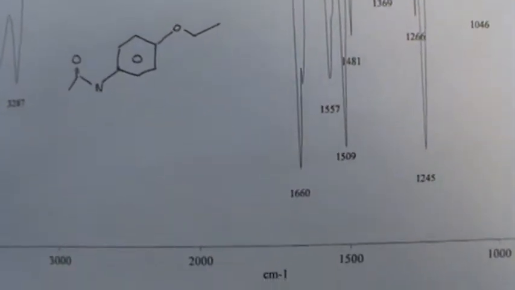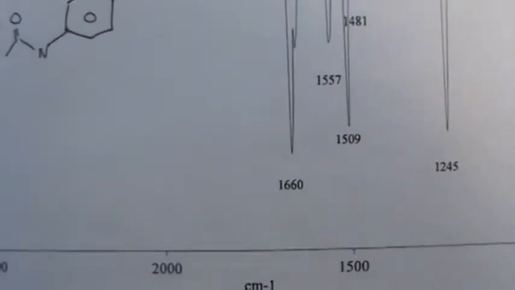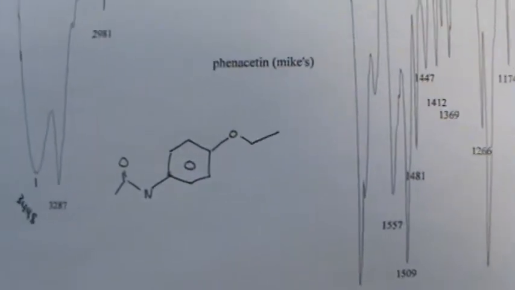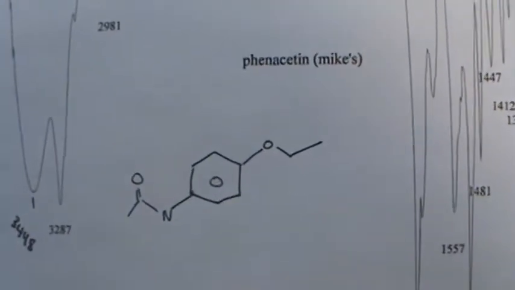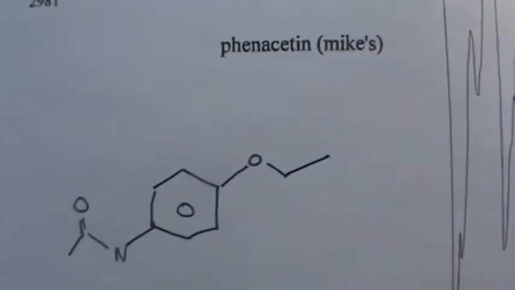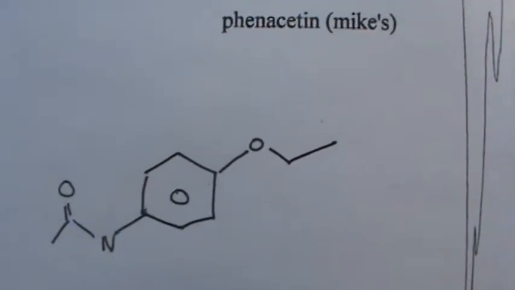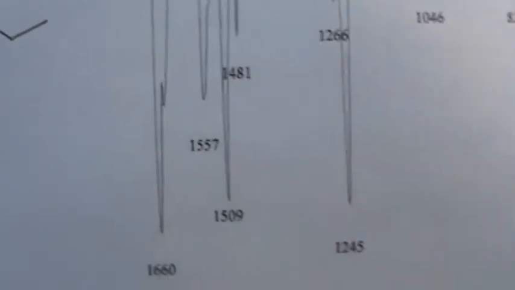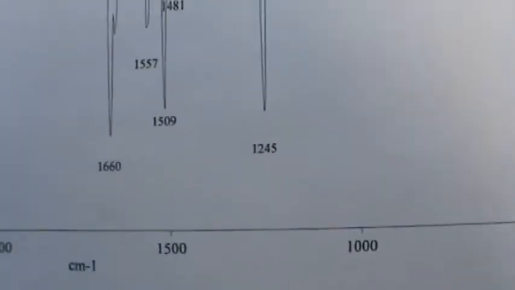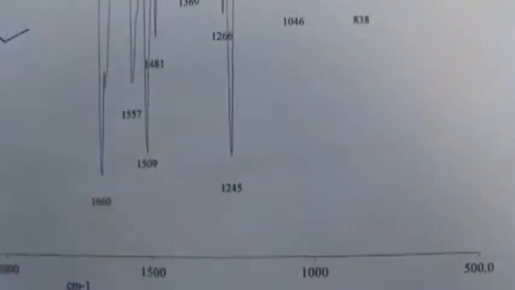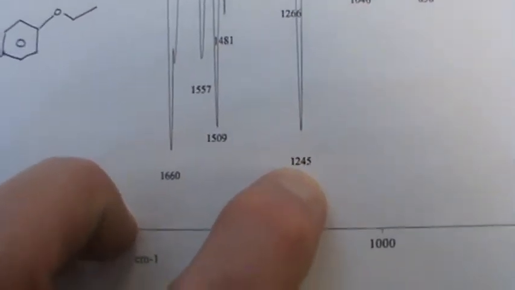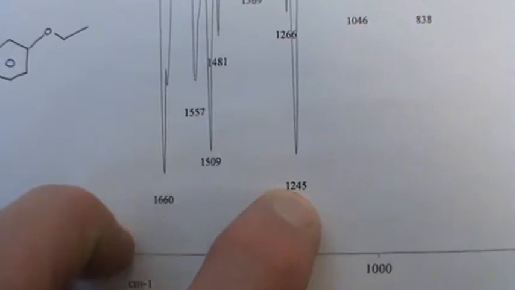The 1660 is obviously the carbonyl stretch for the amide functional group. As far as the carbon-oxygen stretch of the ether functional group, normally that's between 1100 and 1300. We have a very nice candidate, so it stands to reason the 1245 is likely to be the CO stretch of the ether functional group.